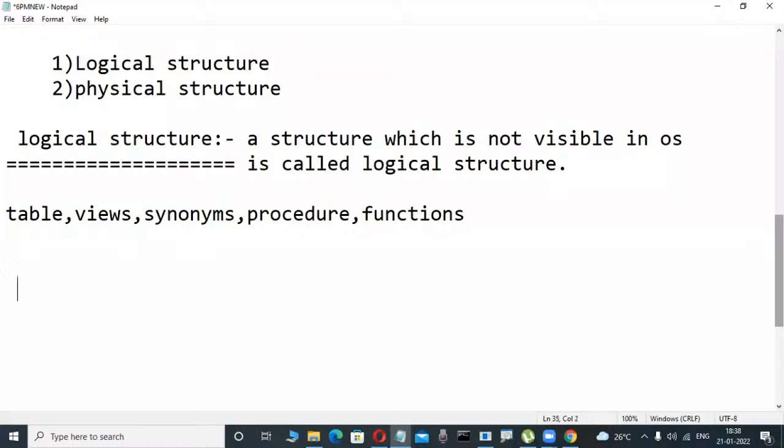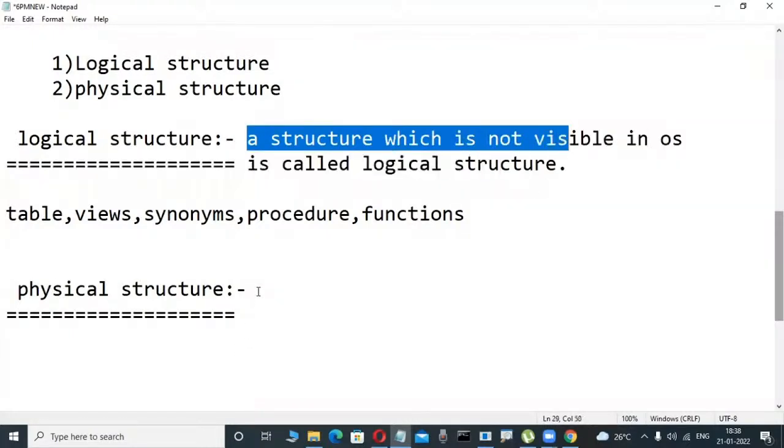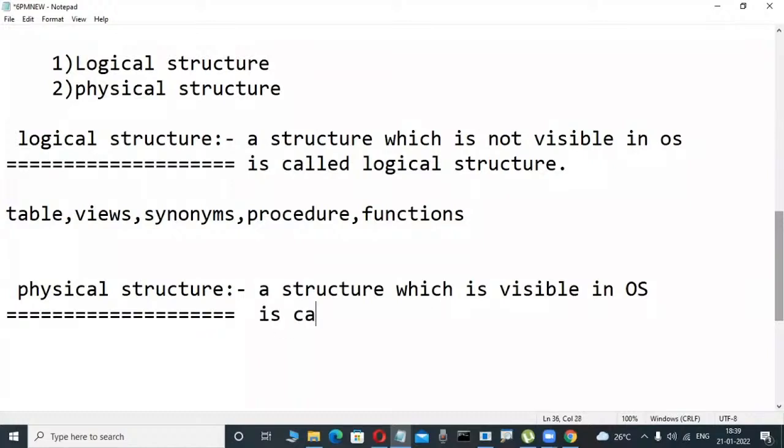Now observe it here. What is a physical structure? Don't write it. Now check it out. Just roughly observe it here. A physical structure is there. Just for the idea purpose only. What does a physical structure mean? Now this is the opposite only. A structure which is visible in the operating system. So now here, don't write it. Observe it here. A structure which is visible in the operating system, in OS, is called a physical structure.